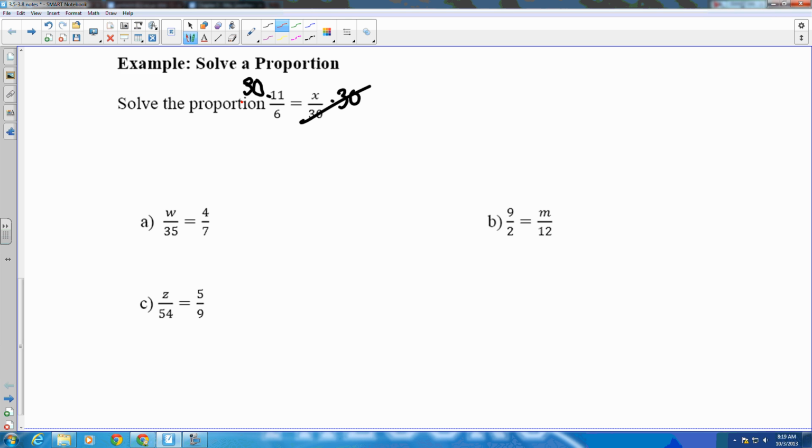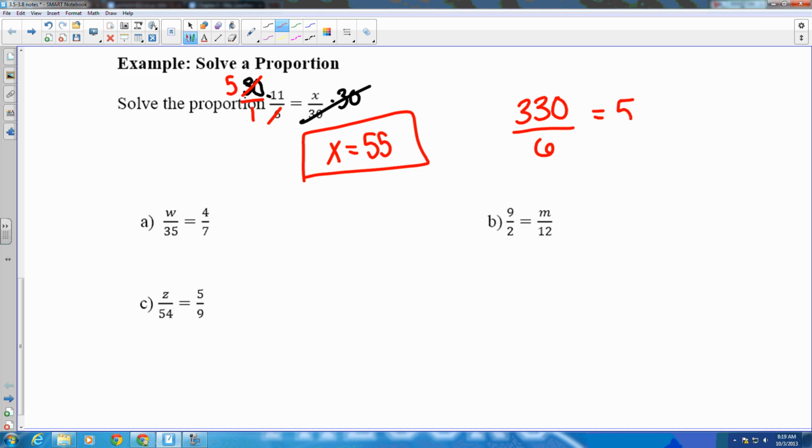You can also see that 30 is 30 over 1. And we can divide out that 6. So it's 5 times 11. X is 55. You can put those back in the proportion to check the correctness of your answer, but the easiest thing to do is to cancel out those factors or just to multiply everything through. If you're going to multiply everything through on that one, 30 times 11 is 330, and 6 on the bottom, divide those two, that's 55 as well.